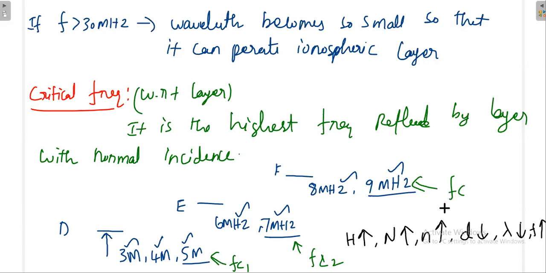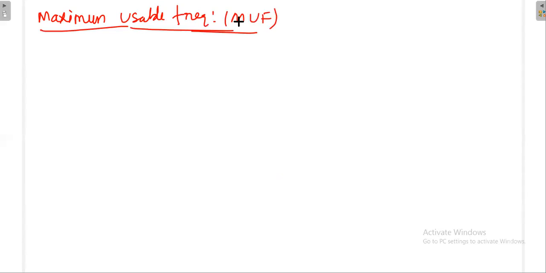Next, we'll see maximum usable frequency. In short, this is MUF, maximum usable frequency. Now what I'm going to do is use some layer, say for example, the D layer.